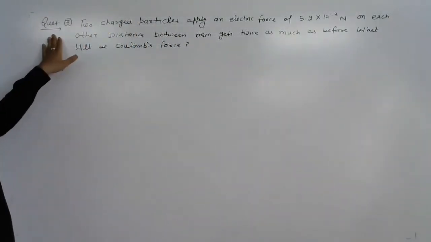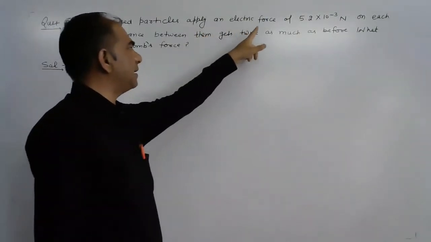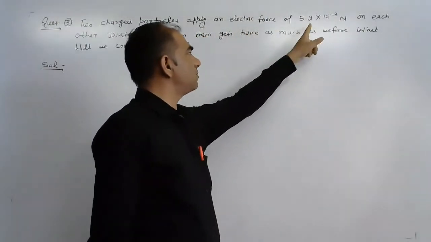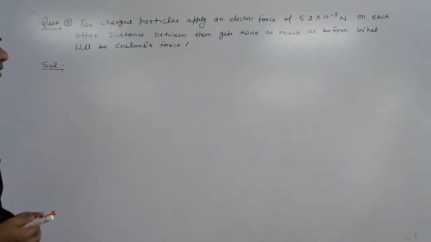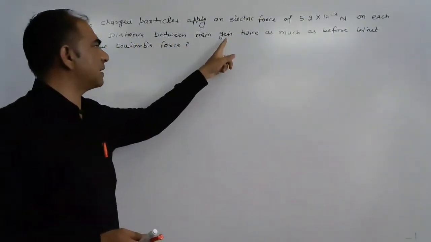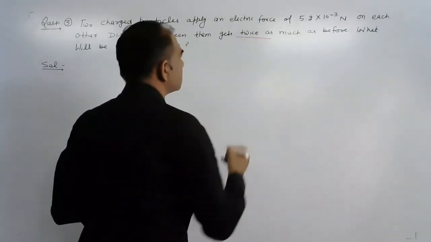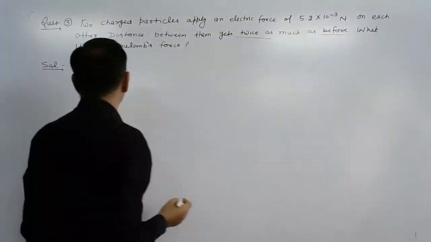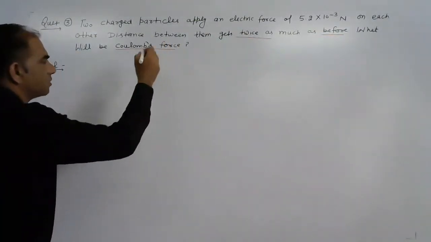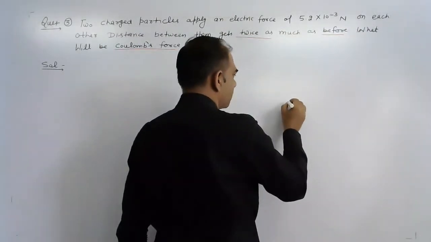This is our third question. Two charged particles apply an electrostatic force, or electric field force, of 5.2 × 10^-3 Newton on each other. The distance between them gets twice as much as before. This is an important phrase. What will be the Coulomb force? This is the question. First we draw the structure.